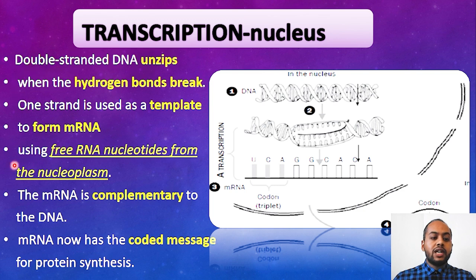If you go down here on the left, you will see I've described the entire process of transcription. The DNA double helix unwinds and unzips. The weak hydrogen bonds break. You're going to have two separate strands forming, but only one DNA strand serves as a template to form mRNA. You're going to use free RNA nucleotides from the nucleoplasm. The mRNA will be complementary to the DNA strand. And the mRNA strand now has the coded message for protein synthesis.